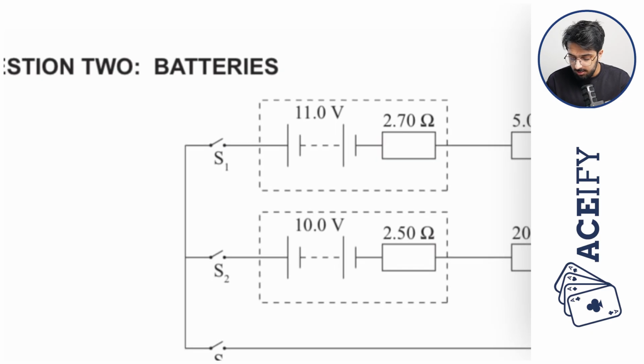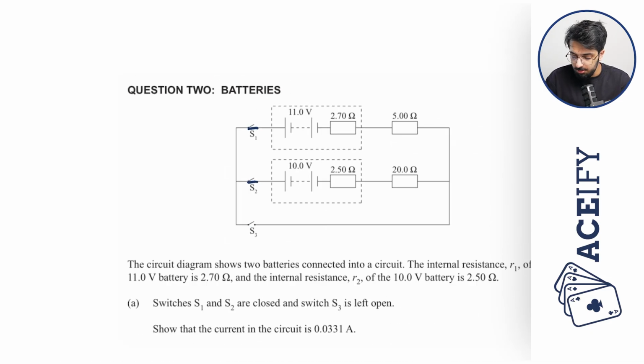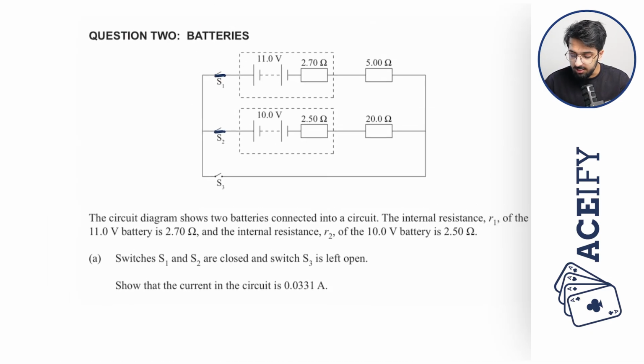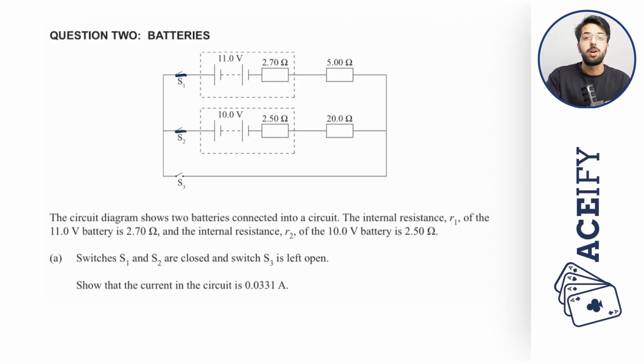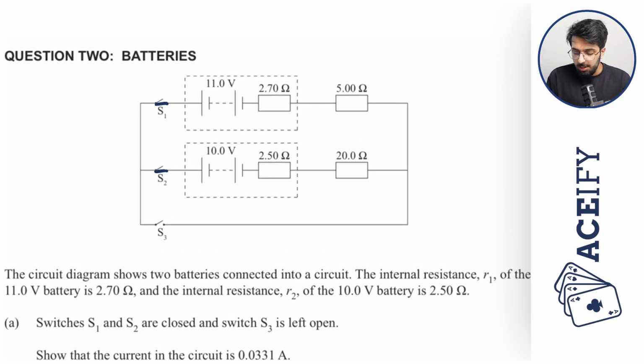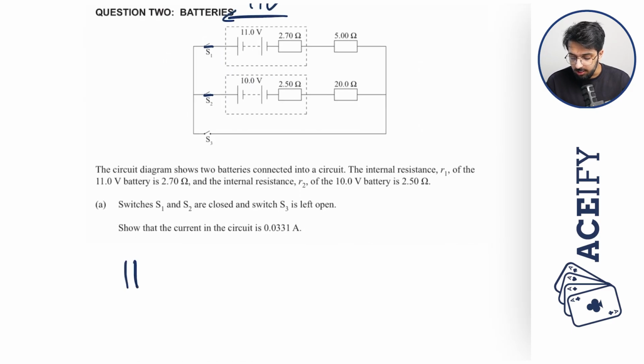So in this case, switch 1 is closed and switch 2 is closed, okay? But switch 3 is left open. Alright, so there are two ways in which we can solve this problem. The first one being we can use Kirchhoff's voltage law. If we start over here, we see we have an 11 volt rise, okay? So we can start off with an 11 volt rise.